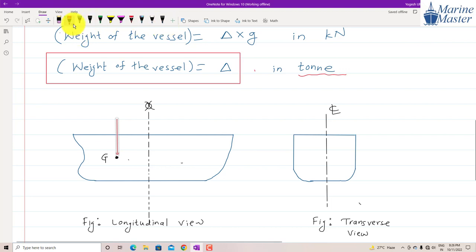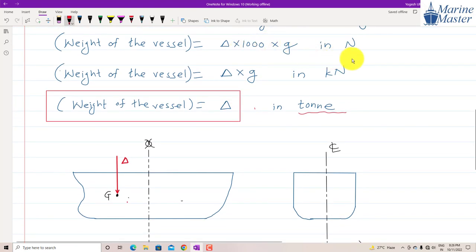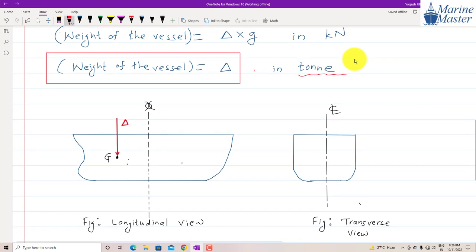Let me make it a little bit dark so that this is the weight of the vessel. Through which point is it going to act, guys? Through the G, vertically downward. And how do we denote the weight of the vessel? Delta. Delta means the weight of the vessel. And what is the meaning of weight? Weight means gravitational force. Mathematically for a vessel, weight is delta in ton. If you multiply by g, we get it in kilonewton, and again we multiply by 1000, we get it in Newton, guys. We have seen all these things. So that is what we have seen for G. Now see the scenario, guys.